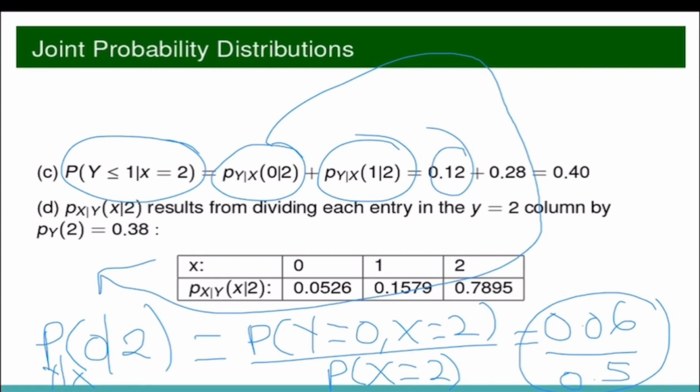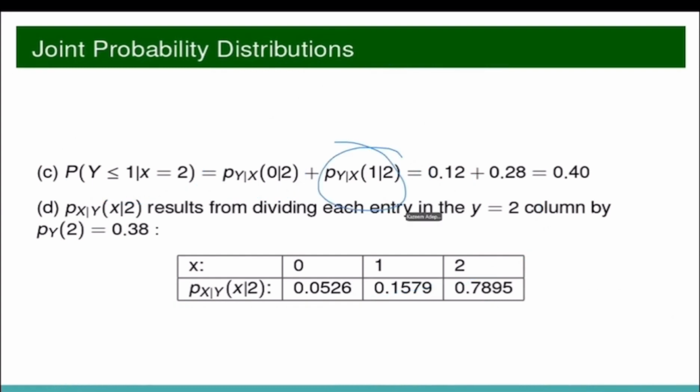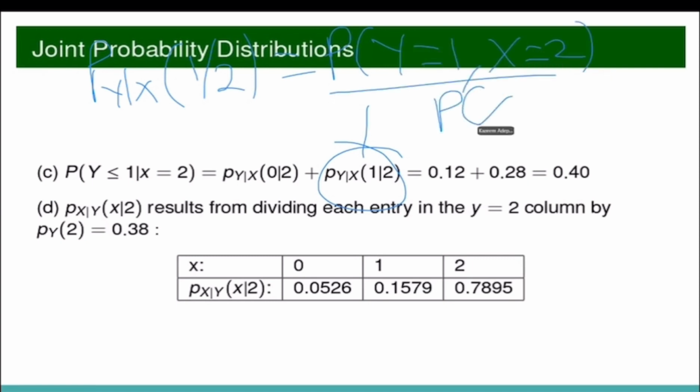Okay, you're going to do the same to this one here. You want to find that one now. So don't forget, you're going to use the joint again. Don't forget the P of y given x. It means the joint is going to be the probability of y equal to 1, x equal to 2, divided by the probability of x equal to 2. That would be 0.5. We've already gotten that one out.